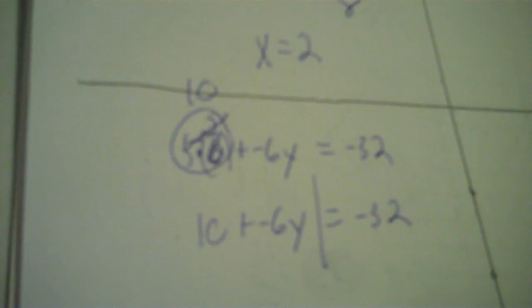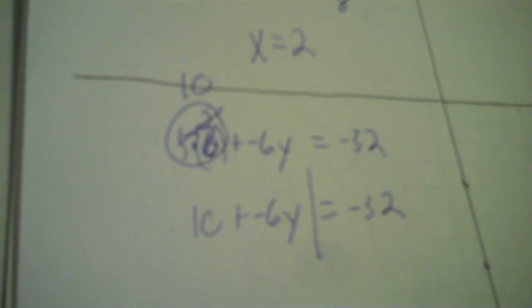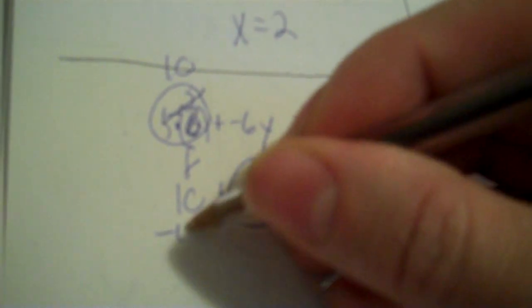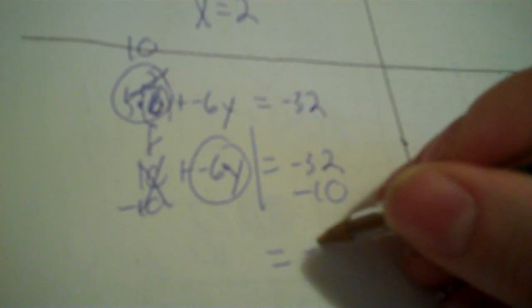We have to get rid of things on the y side. Y is not by itself. So you got a plus and a times. So you take out the 10. Negative 32 minus 10 is negative 42. Then you divide by negative 6. And that ends up being equal to 7. So 2, 7.